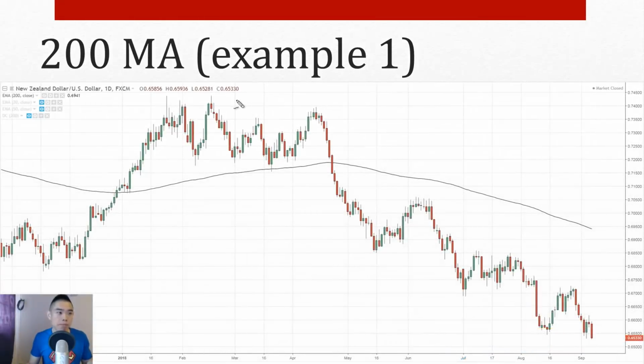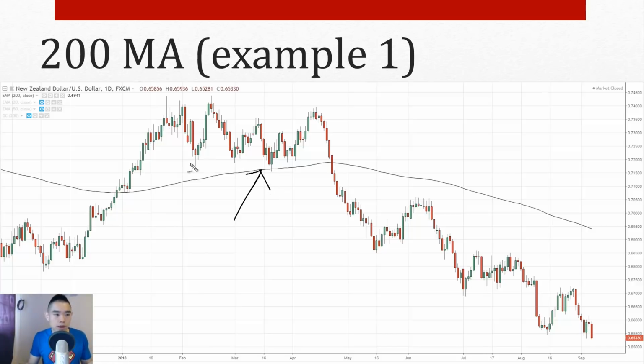This is the 200 MA on the daily time frame. So how do we apply this technique? At this point over here, the price is above the 200 MA. So I said have a long bias. I didn't say buy. I said have a long bias. This means that you want to look for long opportunities. You want to look for opportunities to buy in this market condition.